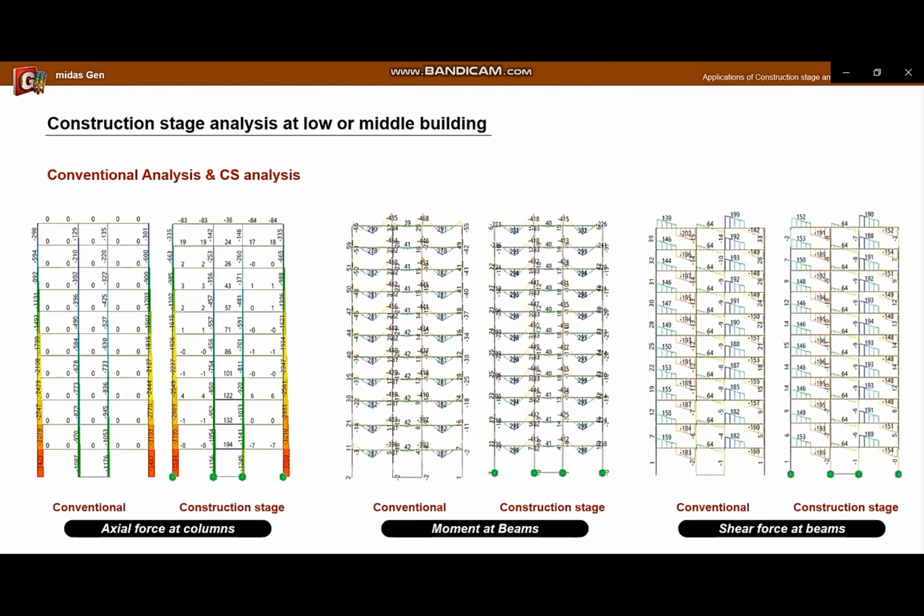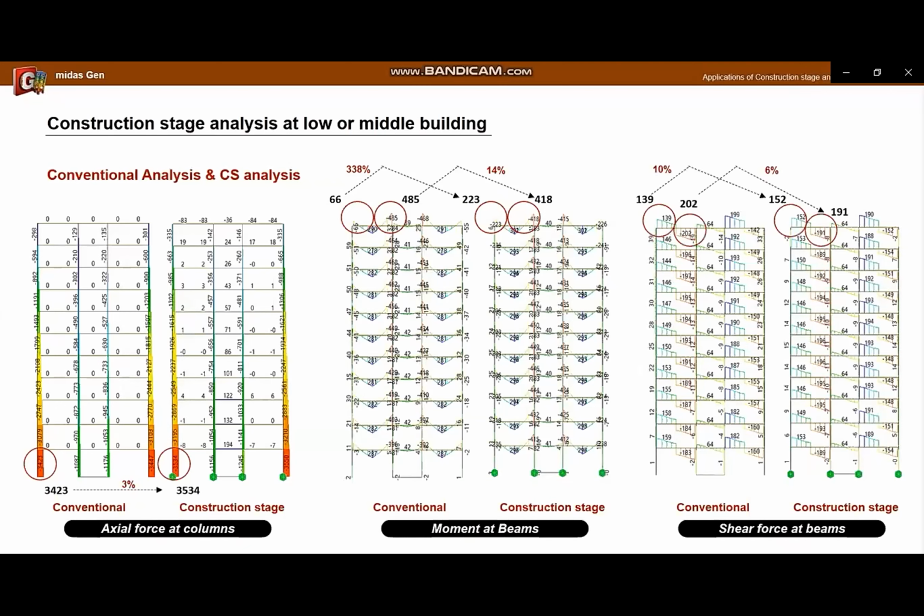The following is a comparison of the conventional analysis and the construction stage for the example model. In the case of the axial force of the column, a difference of 3% occurred. The moment of the beam had the difference of about 300% at the column side and 14% at the wall side. In the case of the shear force of beam, there was a difference of about 10% at the column side and 6% at the wall side. Although there will be differences depending on the plan shape and the number of story, it is recommended to perform a construction stage analysis for accurate design of low and middle building.